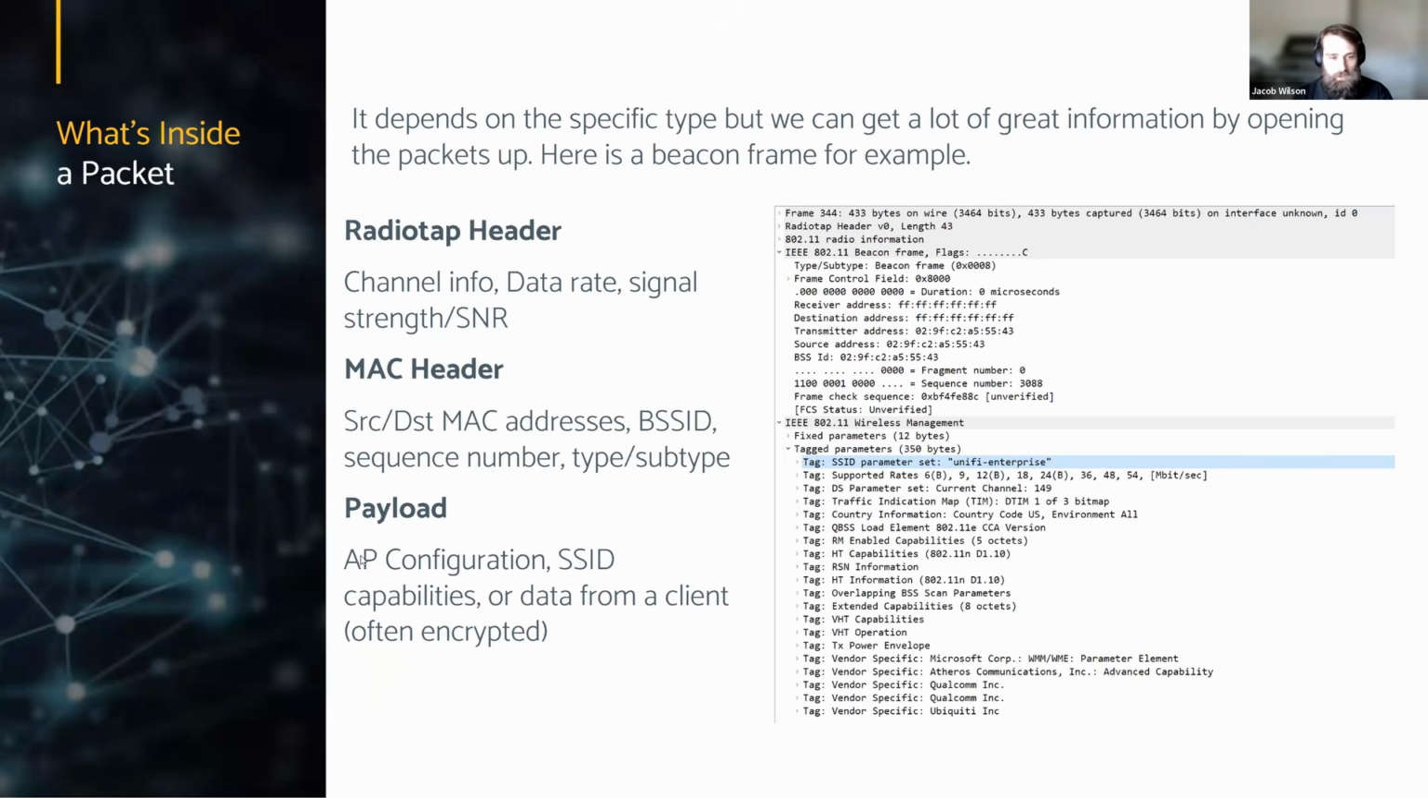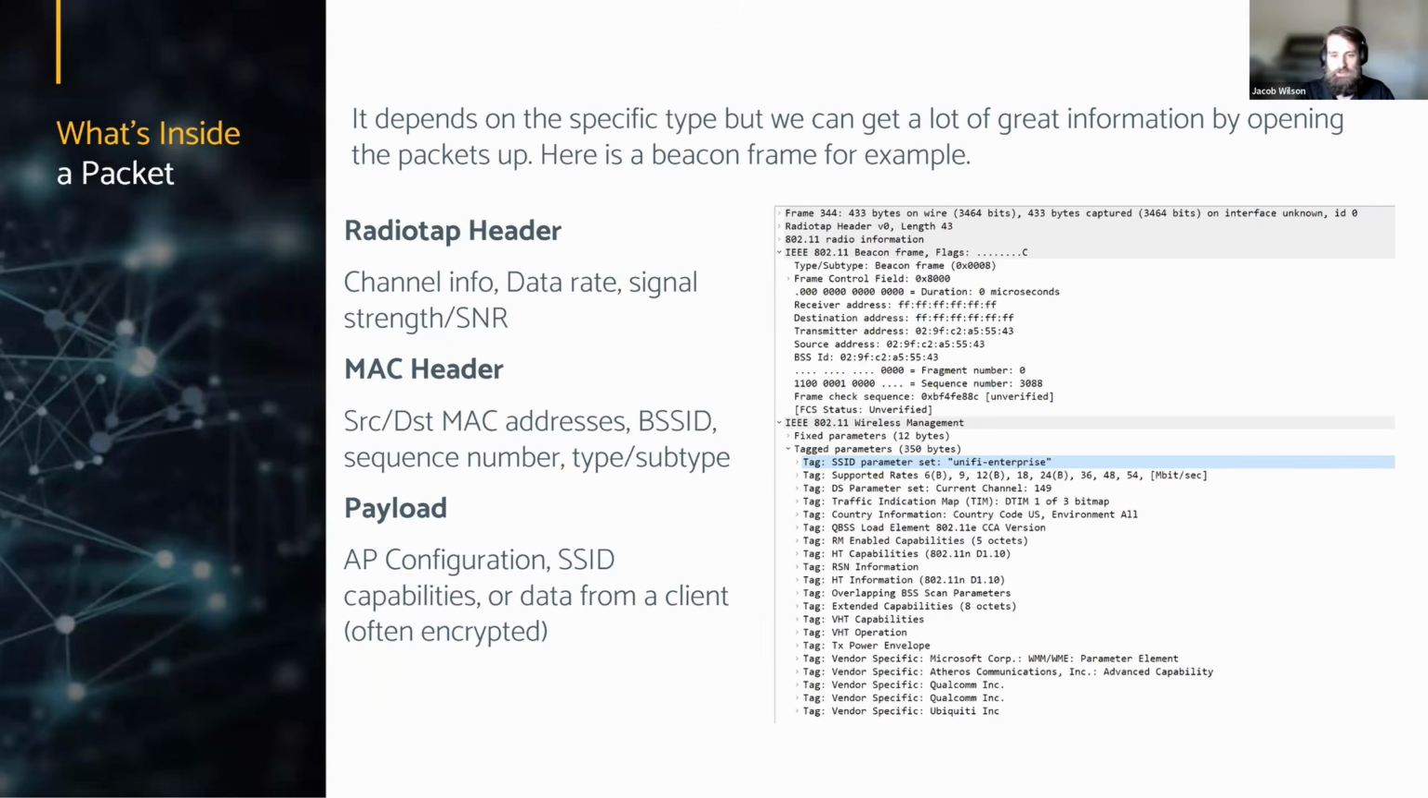The MAC header, that's where we get to layer two. That's where you're going to have your source and destination MAC addresses, so who's sending it, who's receiving it. With wireless, you get some additional stuff like BSSID, which is telling you basically the Wi-Fi radio of the AP that's in use here.